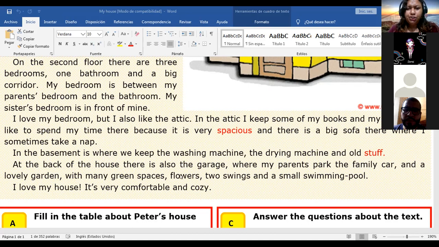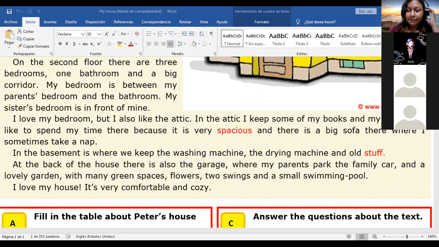Yo guardo o yo mantengo mi dinero en el banco. How do we say that in English? I keep my money in the bank. Yes, very good. All right, good.